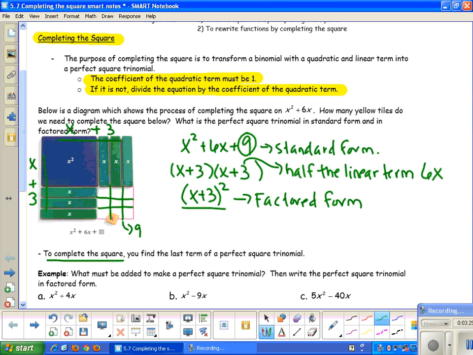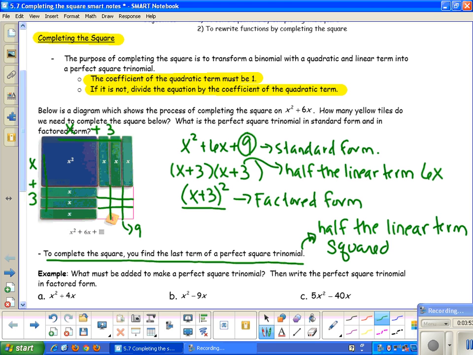So to complete the square, you find the last term of the perfect square trinomial. Again, to get that last term, you do half of your linear term squared. I'm going to write it over here: half the linear term squared. And that's what you're going to hear me say a lot.